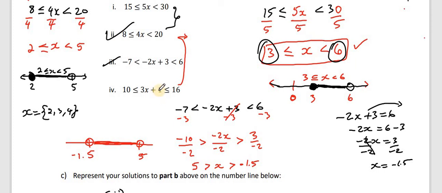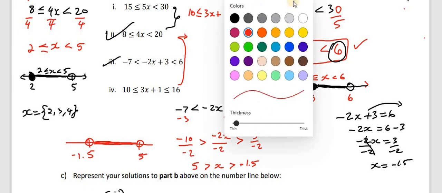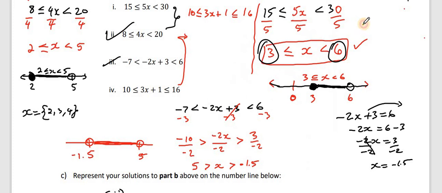What do I need to get rid of here? What first? What do I get rid of first? Talk to me, guys. The plus one. Yeah. So how do we get rid of it? It's a plus one, so we use what? Subtract 1 from everything. Yeah. Very good. So we have 9 less than or equal to 3x less than or equal to 15.